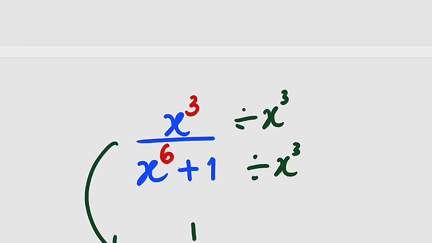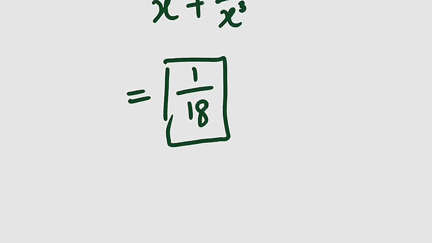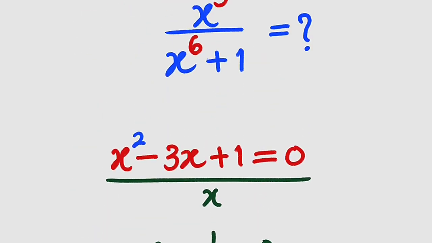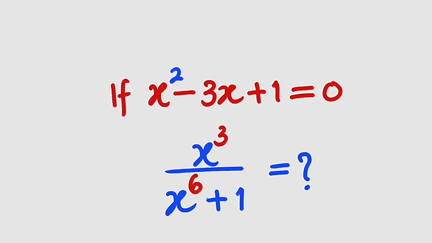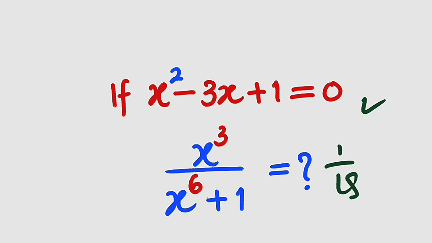And hence, the whole of this, if simplified, we're going to get 1 divided by 18, provided that this particular equation is true. This particular equation here. If at all it is true, then the whole of this will be 1 divided by 18.